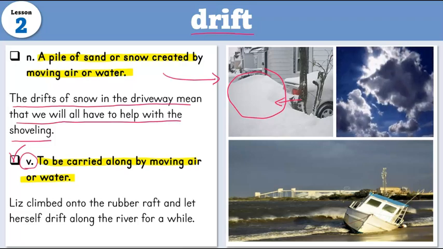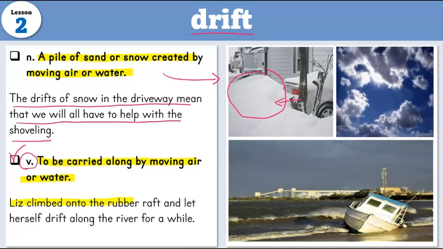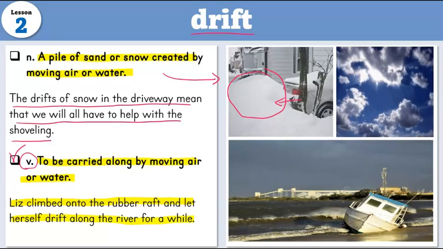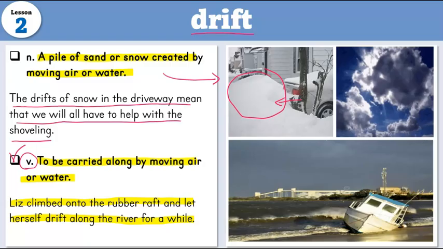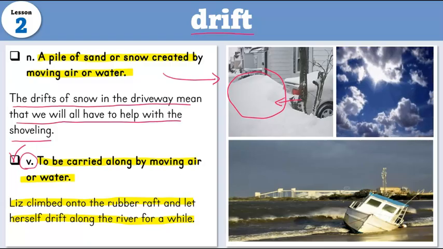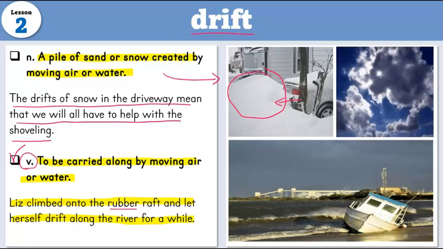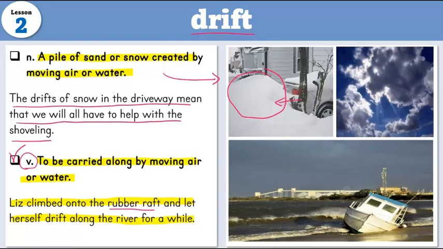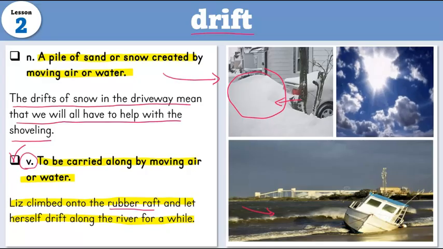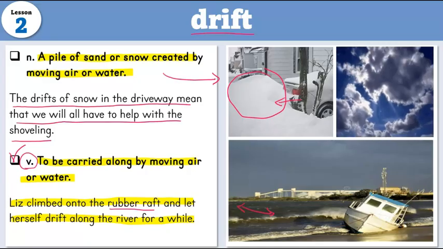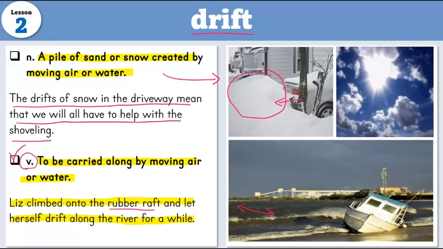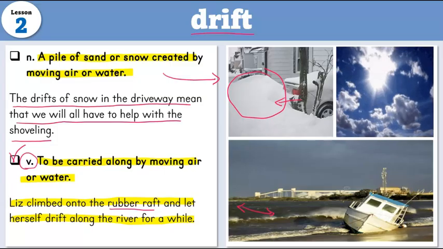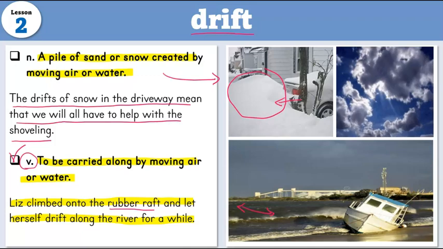The example says, Liz climbed onto the rubber raft and let herself drift along the river for a while. So when something is on water, whether it's a boat or a rubber raft or anything else, it often drifts in the water because the water is moving. There are different currents in the water that make it move in different directions. And if something is not tied down, then it can drift.